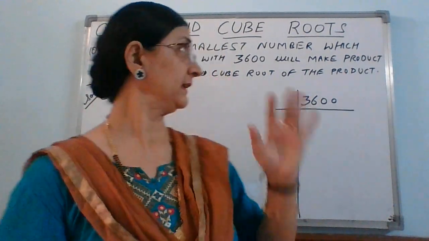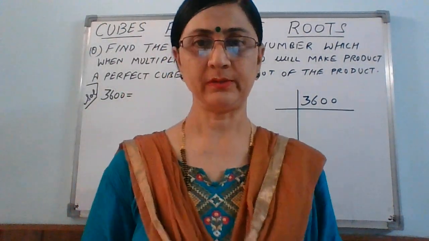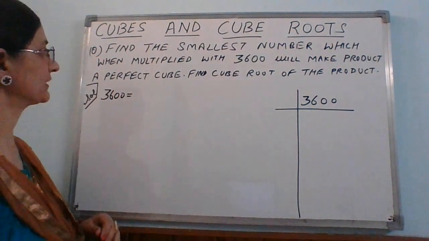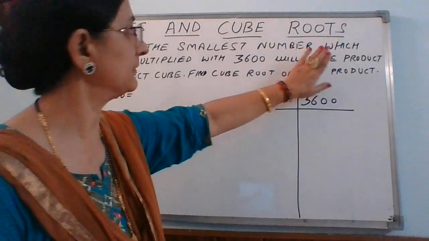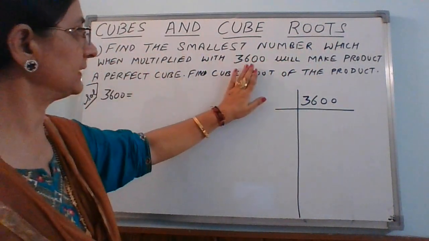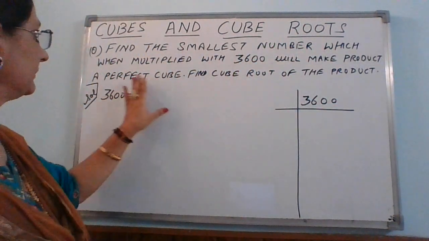Now let us see, right? Let us do the new question. Let us see how to solve this question. I'll read out the question. What is the question? Find the smallest number which, when multiplied with this, will get the product of perfect cube.